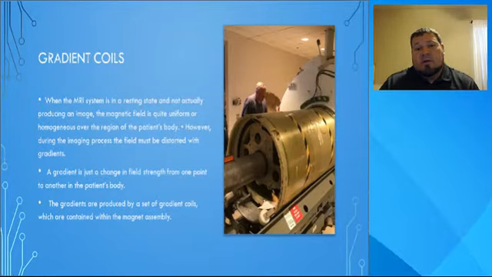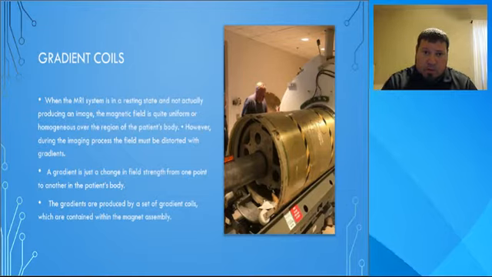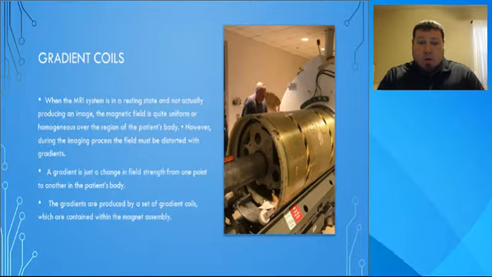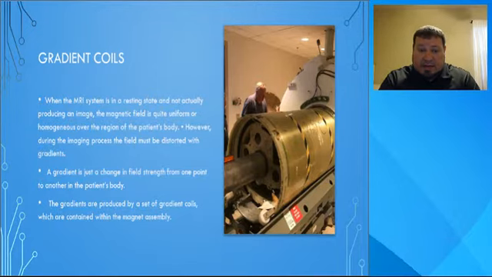One of the main components of the MRI magnet is the gradient coil. The gradient coil produces a magnetic field pretty much all over. When a person goes into the magnet bore, it's magnetic all over their body. So what a gradient coil does is focus the magnetic field strength to one part of your body.